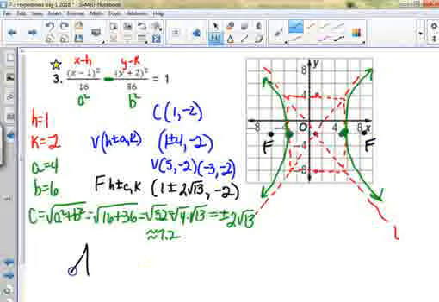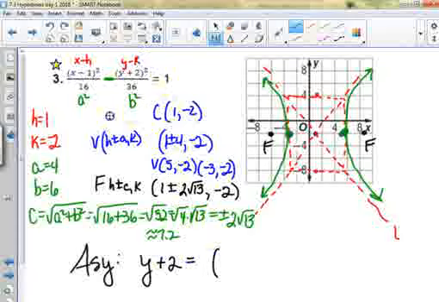Asymptotes? Y minus negative 2 or y plus 2, right? So this right up here, y plus 2 equals, and back here it's going to go x minus 1 or x minus h. And in here goes the slope, plus or minus, but it's change in y over change in x. So is it a over b or b over a this time? It's b over a, and it says it right on the sheet.